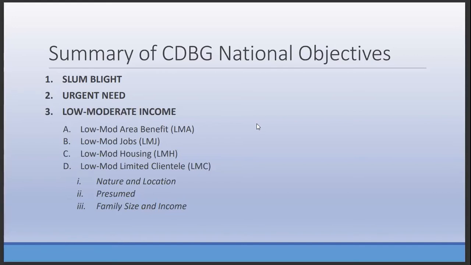I also covered the 3 ways to meet the LMC national objective. They are nature and location, in which the nature and location clearly illustrates that the activity will primarily target LMI persons. Presumed benefit, in which persons served are presumed to be LMI persons. And the most common method of meeting a national objective is by family size and income, where you must document that at least 51% of all city participants are low to moderate income.